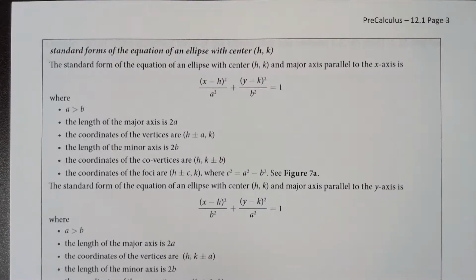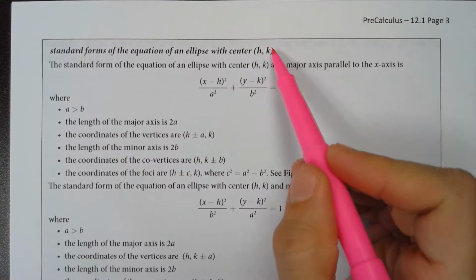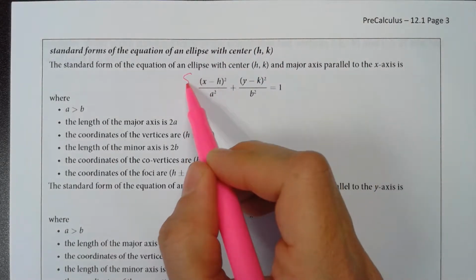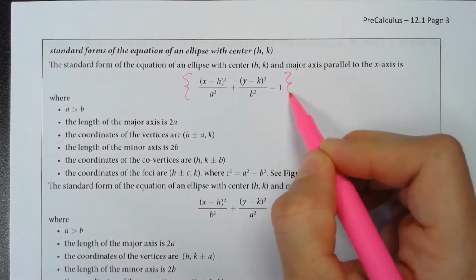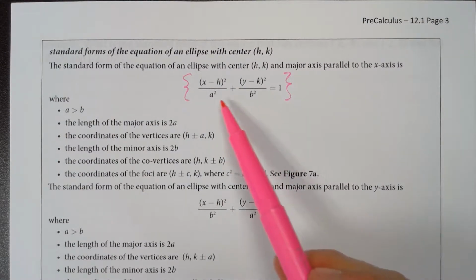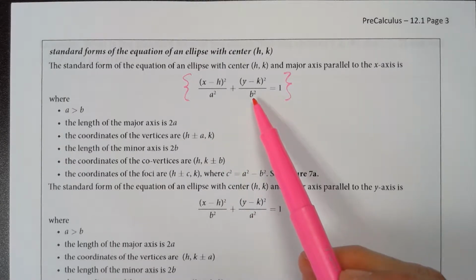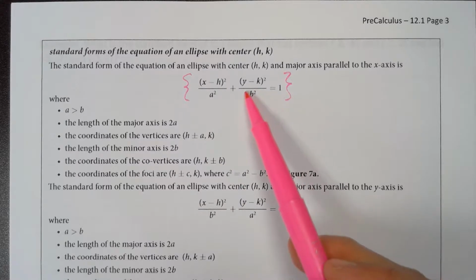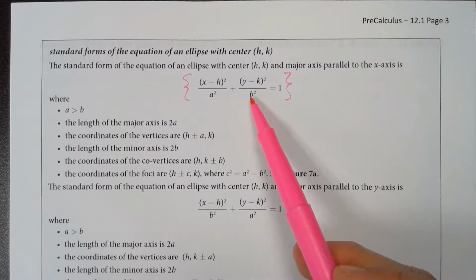So what do we do if our ellipse is not centered at the origin? If that's the case, we're going to have a center at (h, k), and this is going to be the general form or the standard form for our ellipse. Just like before, a is going to be greater than b, so this is going to represent your major axis, and this is going to represent your minor axis.